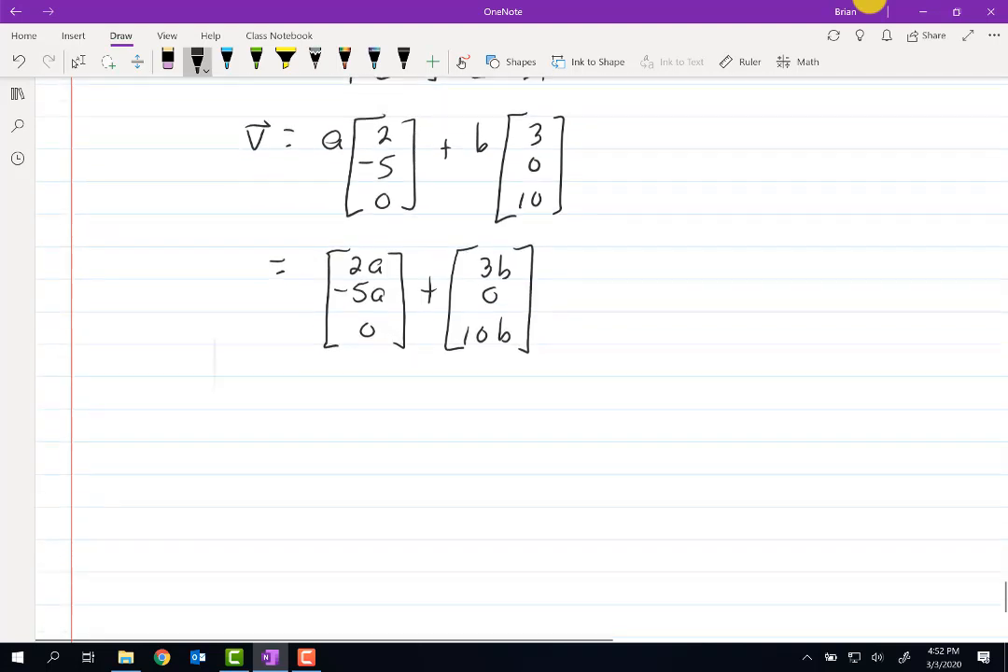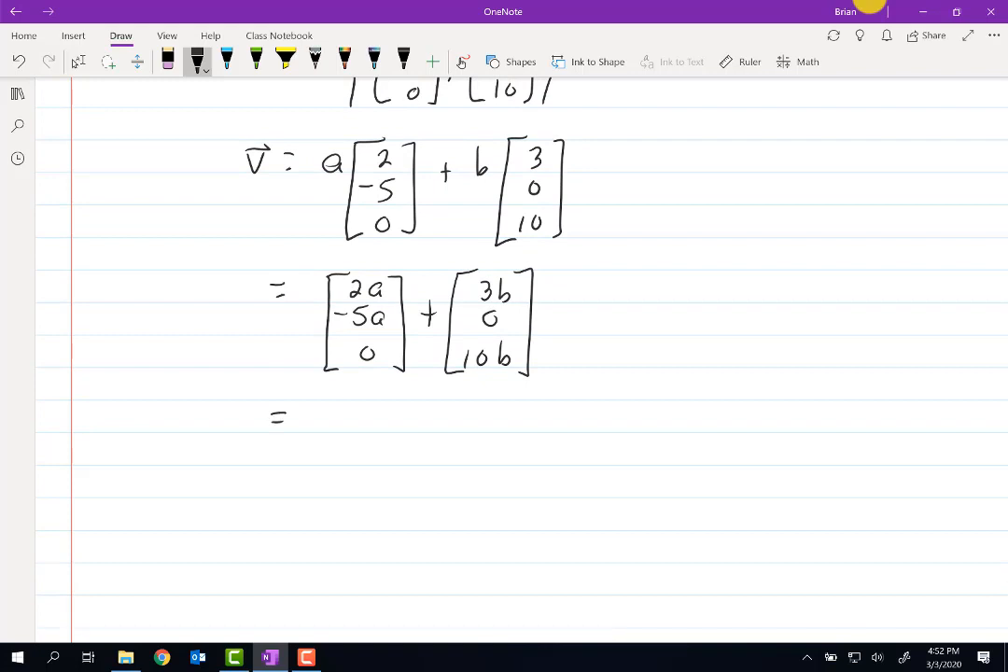And then let me add it together. 2a plus 3b, -5a, 10b. Well, that's going to be in the set, because it doesn't matter if I call them x or y or a and b. A and b are just real numbers. So this v is also in H.